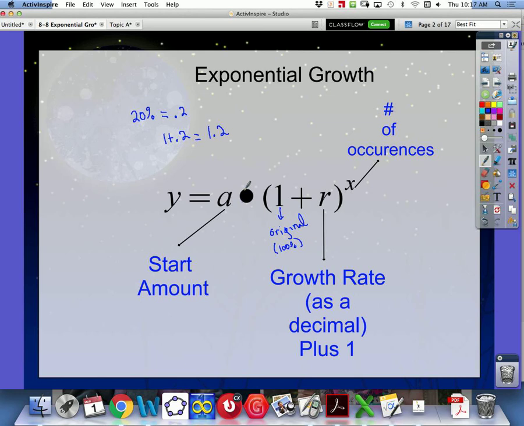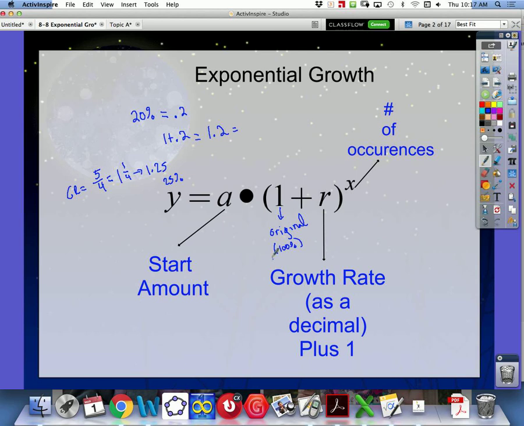That's why in exponential growth, a lot of times you'll see improper fractions, because they won't write it as a decimal, they may instead write it as a fraction. So they may give you a growth rate of something like 5/4. That means if I turn it into a mixed number, it's 1 1/4, or 1.25, so it's actually growing at a rate of 25%.